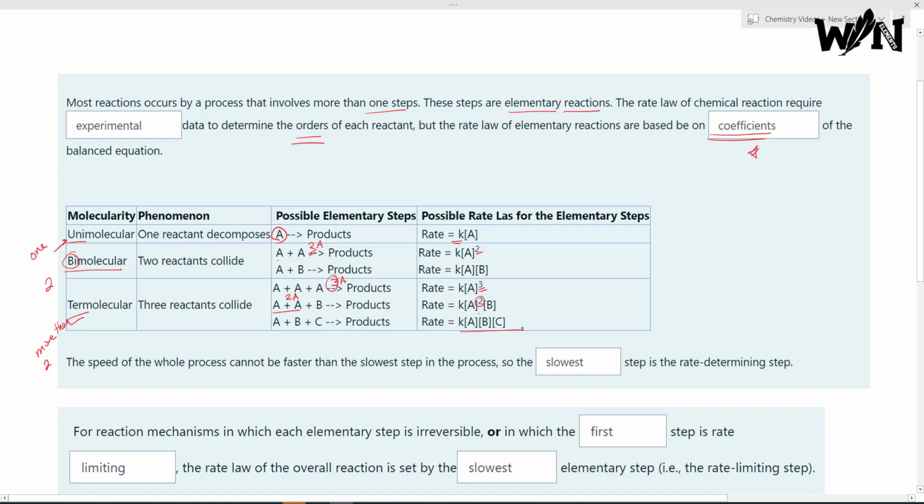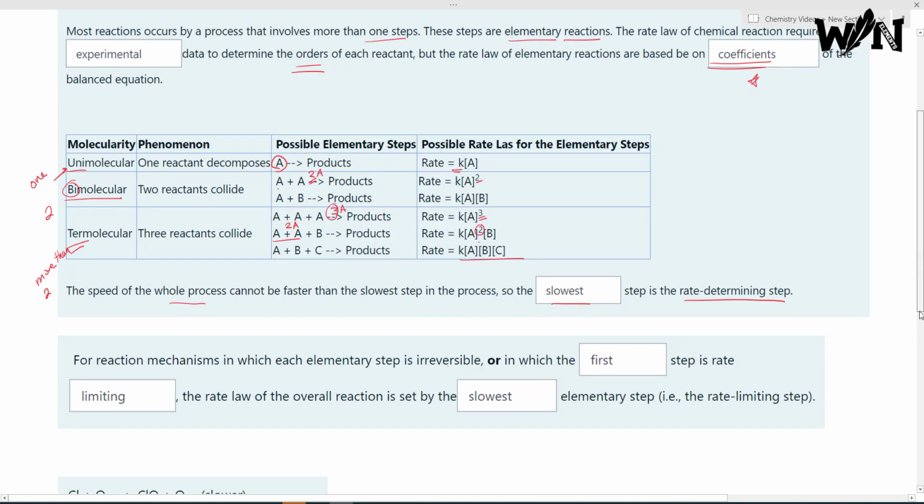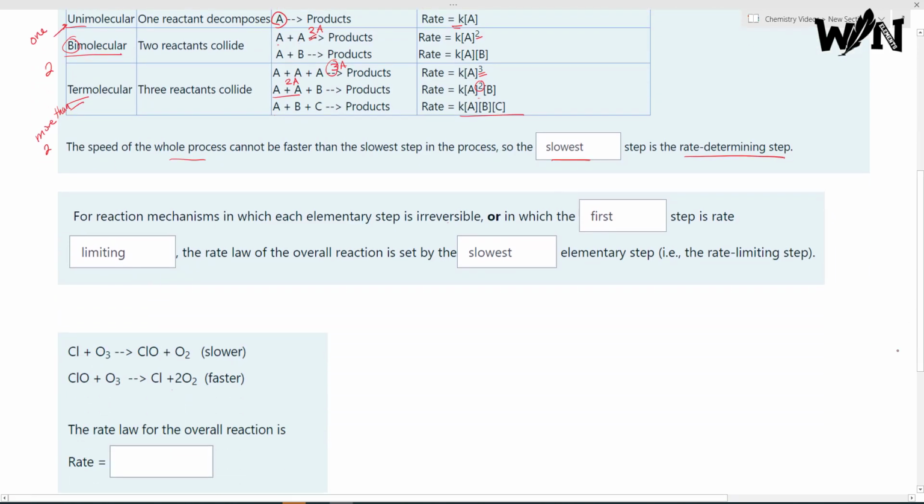Now, the speed of the overall reaction is determined by the slowest step. And that makes sense, right? The overall reaction cannot go faster than the slowest step. So the speed of the whole process cannot be faster than the slowest step. And that's why we focus on the slowest step. That slowest step is the rate determining step, which we will also learn is also the rate law for the overall reaction as well.